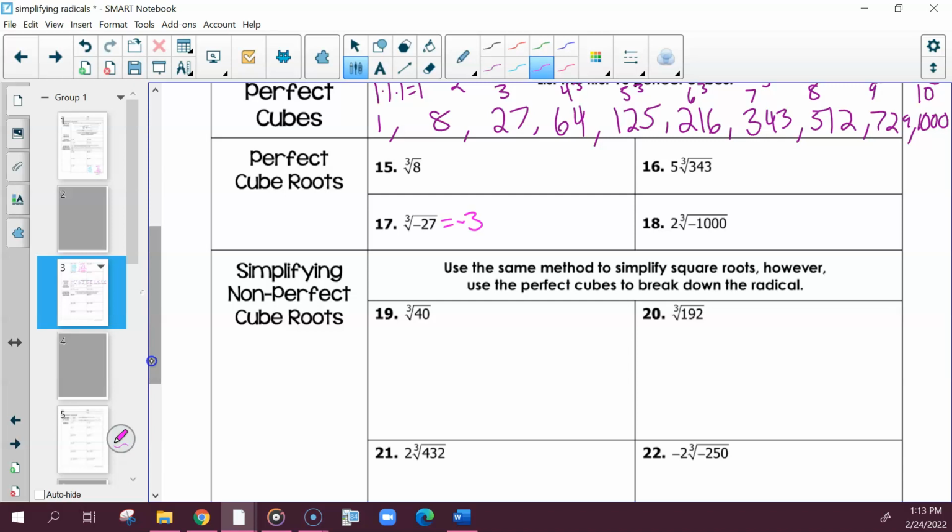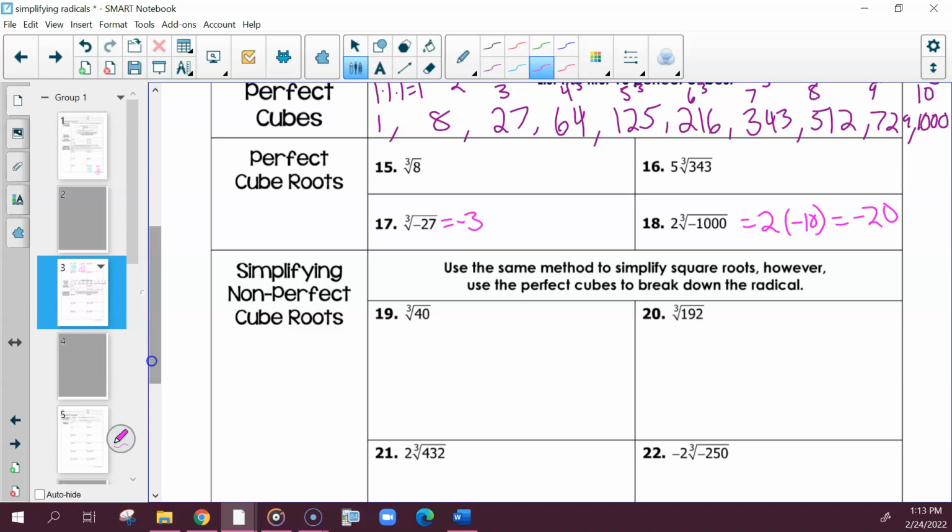Right? 18, 1,000 is a perfect cube. The negative doesn't matter, so we know that inside is going to be negative 10, and we would multiply that by 2. So the answer to this would be negative 20.